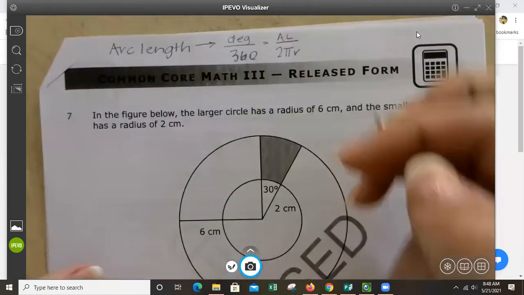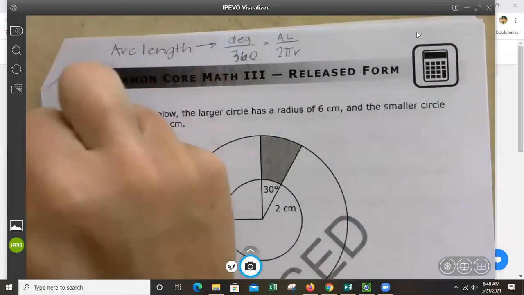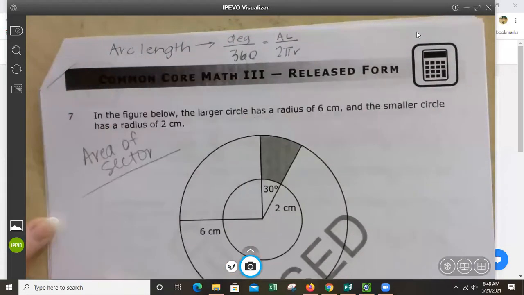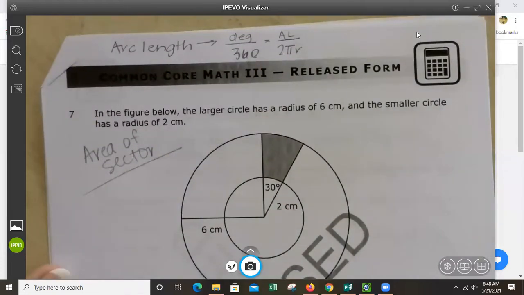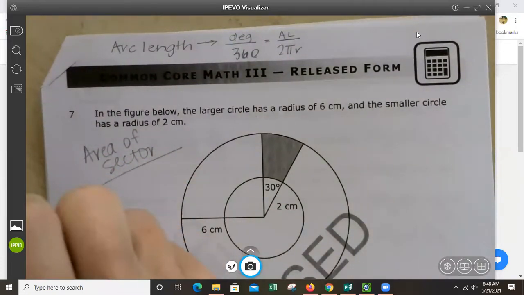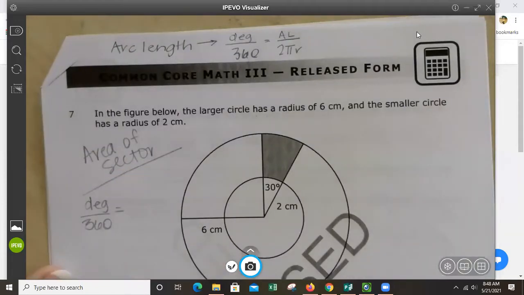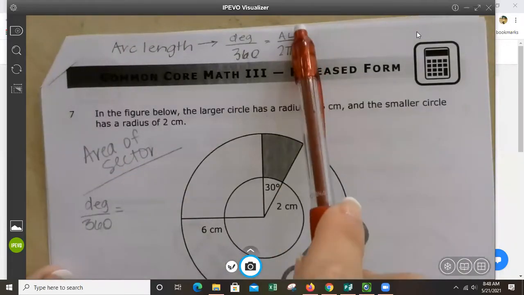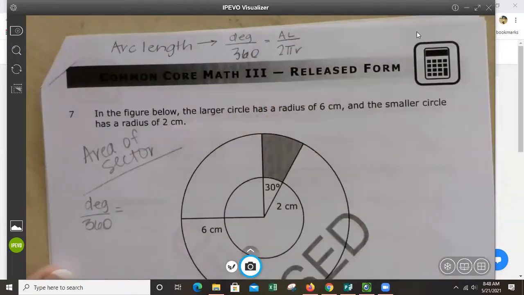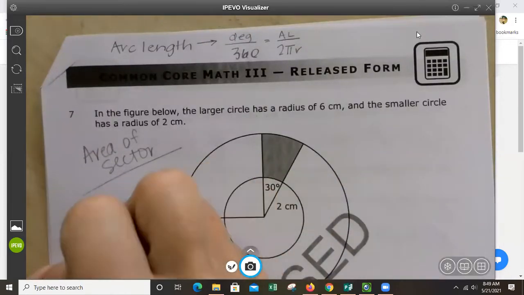So this one is area of a sector, and that just means we're finding the area of a slice of a pizza. And it is almost the exact same formula. Okay, let me rephrase this one more time. Arc length, that arc is part of the outside. So the formula for the outside of the circle is 2 pi r. Does everybody understand that? This is part of the area of the circle.